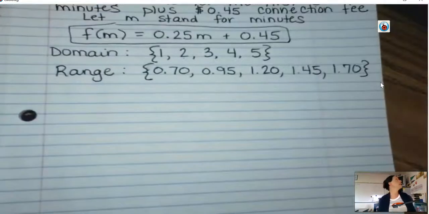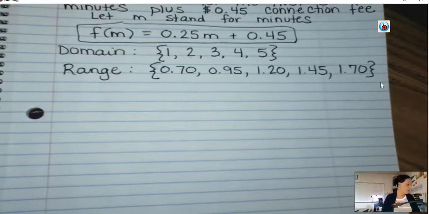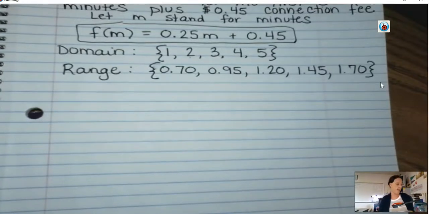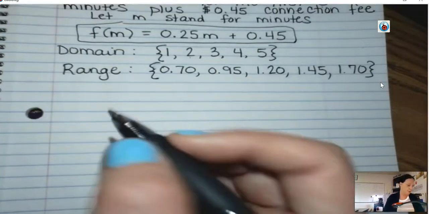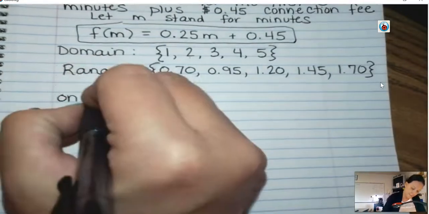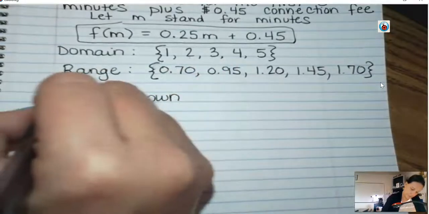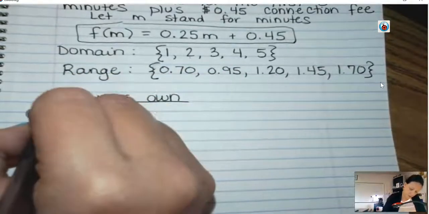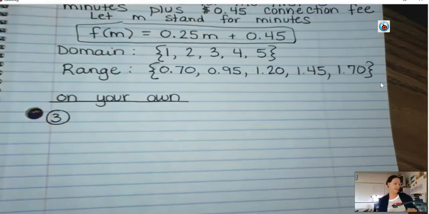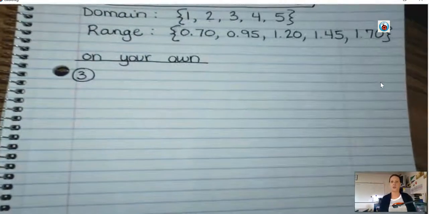Okay, last thing we're doing for today, if you have the paper, skip 4C, we're going to run out of time. So go down to the on your own, and go to number 3. I'm skipping 4C just because we're going to run out of time if not.